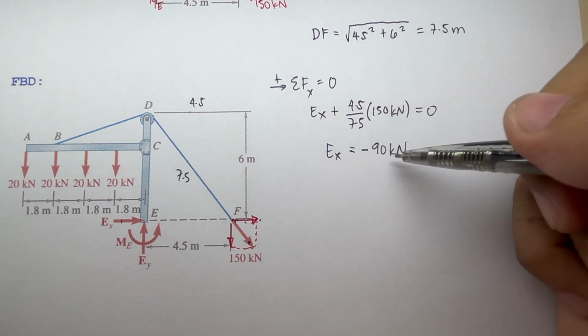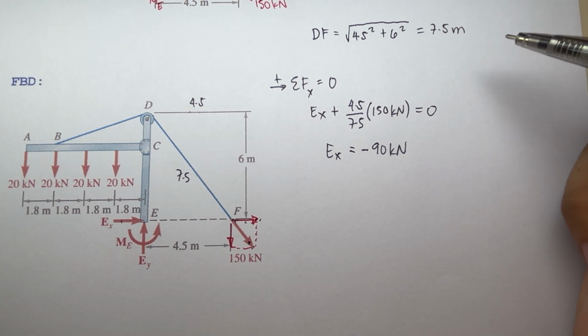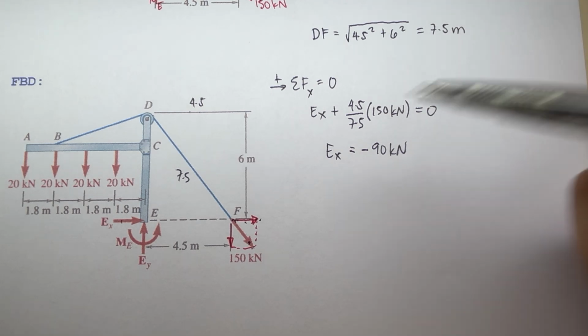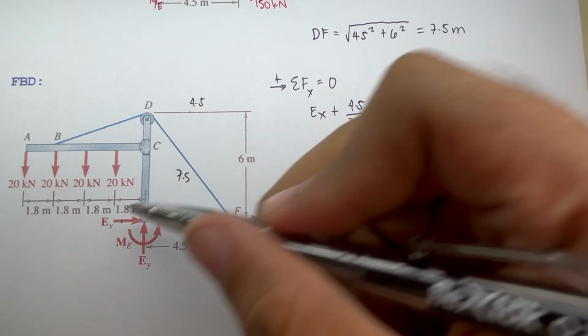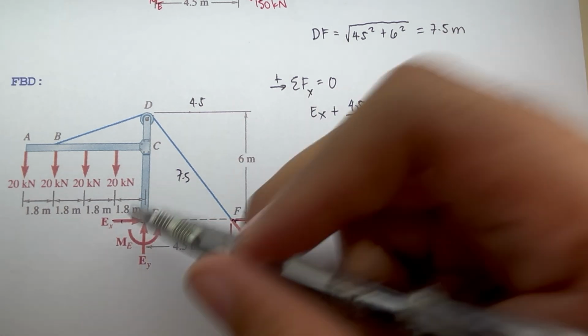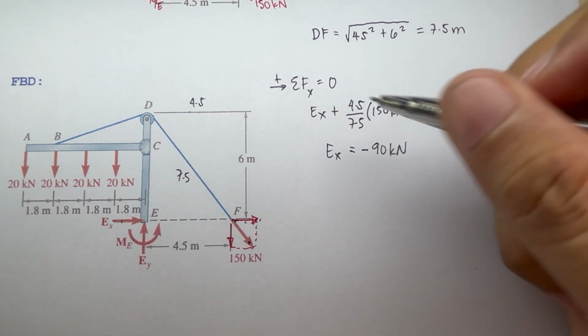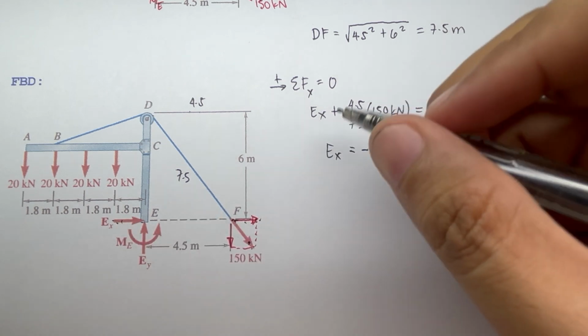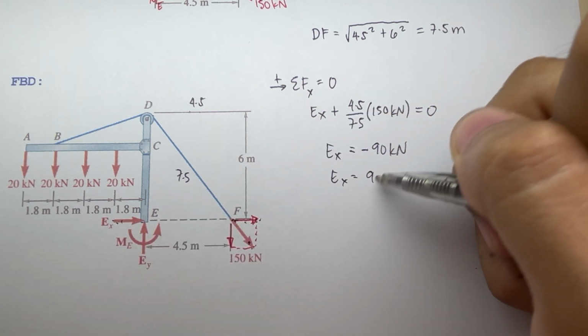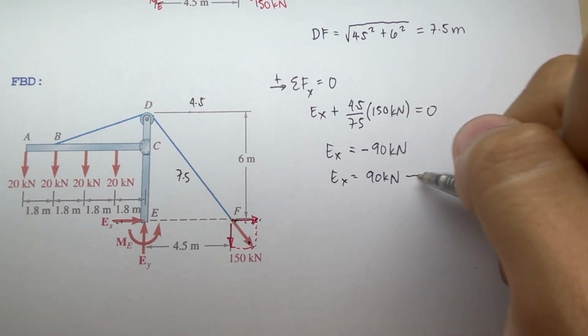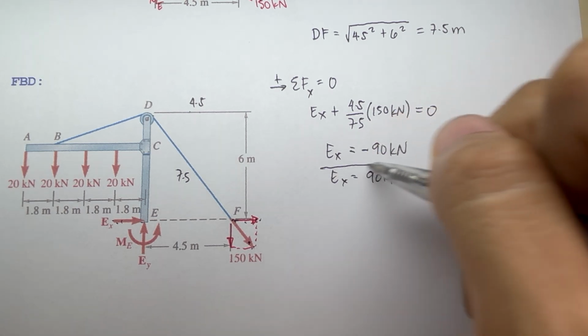Having EX equal to negative 90 kilonewtons, our assumption that EX is directed towards that direction should be the opposite. So instead, we have EX equal to 90 kilonewtons directed towards the opposite direction. And this would be our answer.